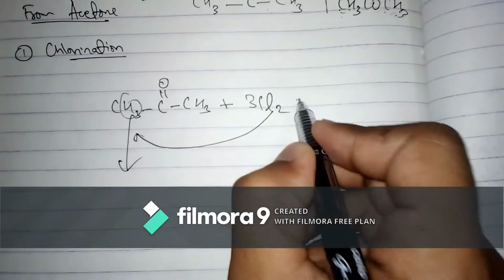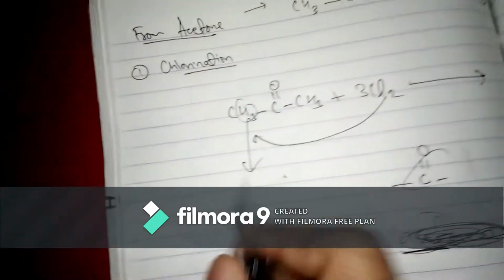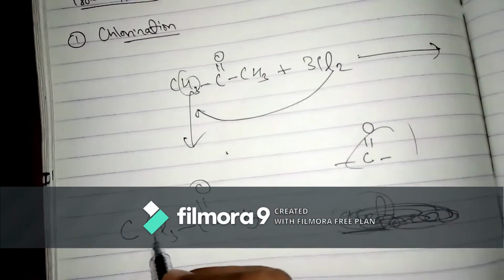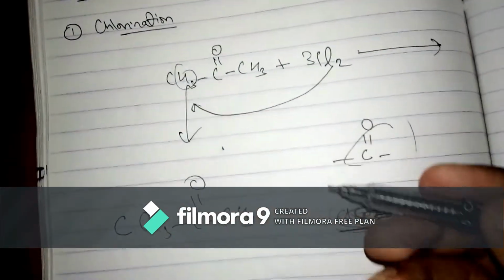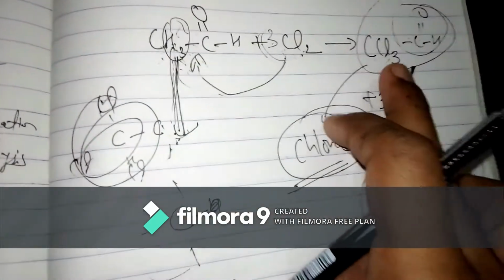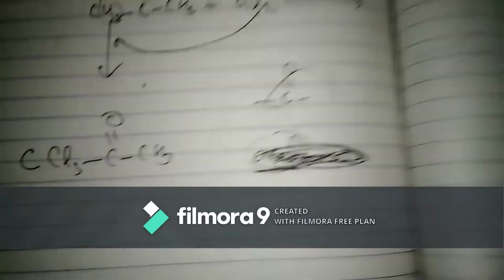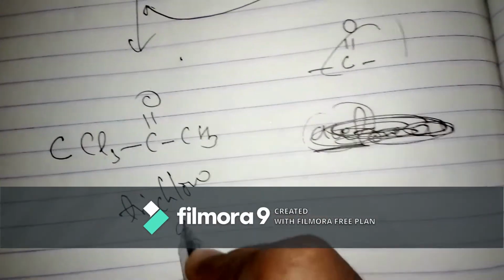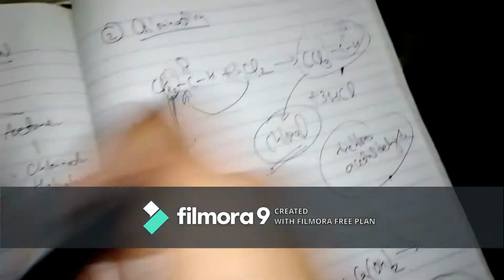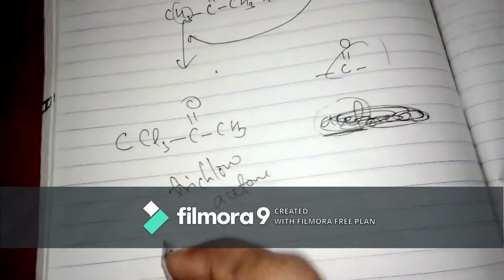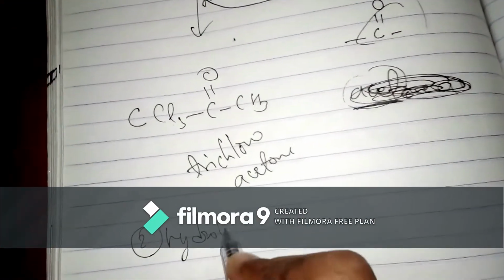So it will form CCl3COCH3, and the remaining one will be the same. See, again the same thing, remove the hydrogen, add the chlorine. The process of writing the name is also similar. See, it formed from acetaldehyde and 3 chlorine was added, so it was known as trichloroacetaldehyde. Here also it formed from acetone and 3 chlorine is added, so it is known as trichloroacetone. The naming is also very easy in this. And then hydrolysis occurs, which is the second step.